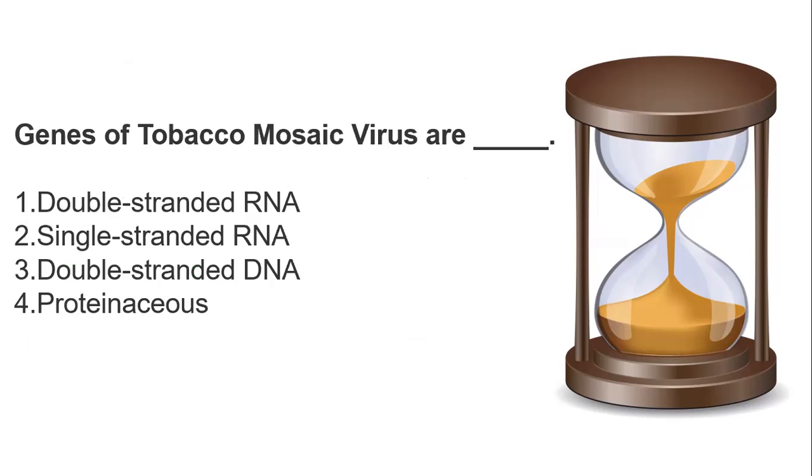Okay, next question. Genes of tobacco mosaic virus are: double-stranded RNA, single-stranded RNA, double-stranded DNA, or proteinaceous. All of you know that is the tobacco mosaic virus. They have the SS RNA. So single-stranded RNA is the gene of tobacco mosaic virus (TMV). It was discovered by D.J. Ivanovsky.